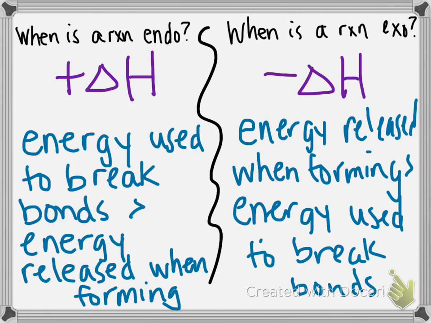When the energy used to break the bonds is greater than the energy released when forming bonds, that means you've put in more energy than you've released, so it's a positive delta H. When the energy released when forming bonds is greater than the energy used to break the bonds, then you've released more energy than you used, and that's why it's a negative delta H.